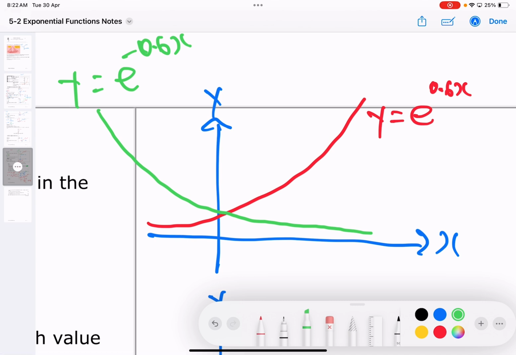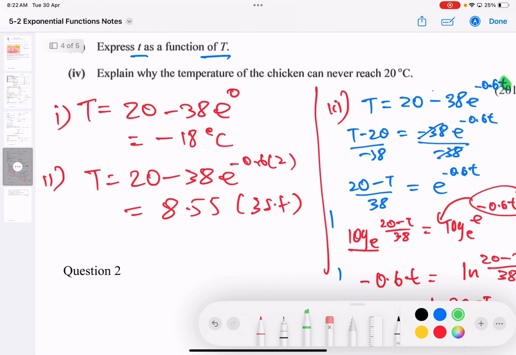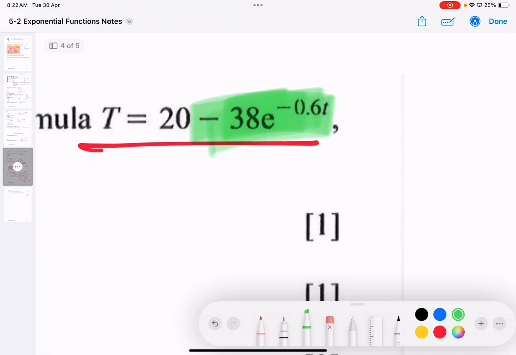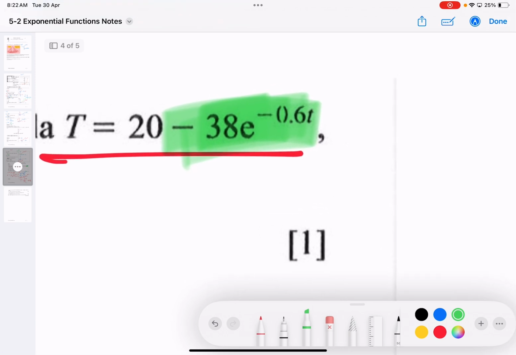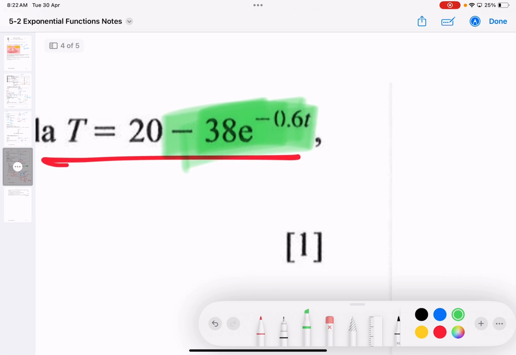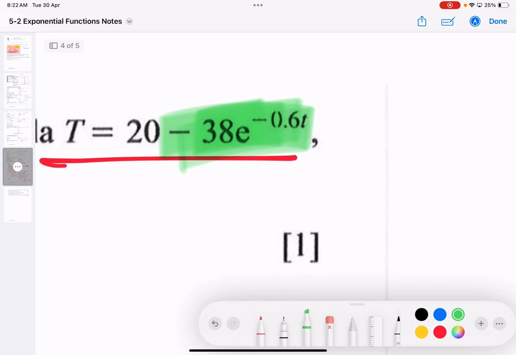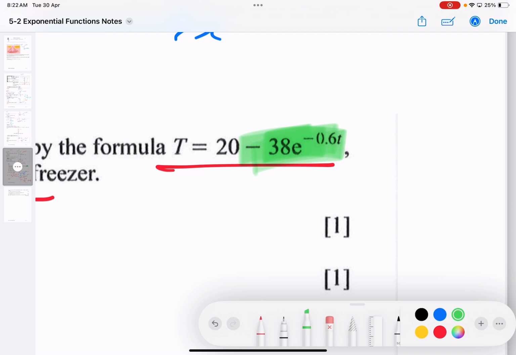Okay? So you must understand the concept of exponential. It will approach 0, but it will never become 0. That is the reason why, in this case, the temperature of the chicken can never reach 20 degrees Celsius: negative 38e raised to the power of negative 0.6T approaches 0 but never reaches 0. That's the key thing that we're looking out for. It approaches 0 but it never becomes 0. That's the reason why it will never become 20 degrees. That is the key thing about exponential functions.